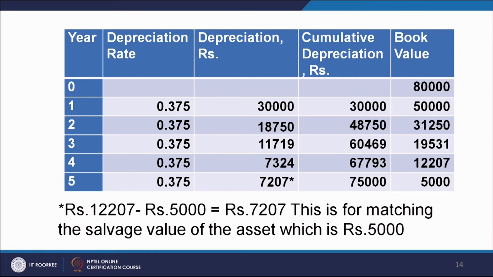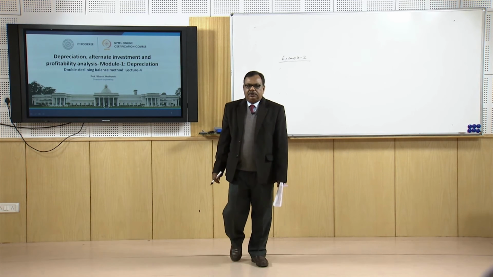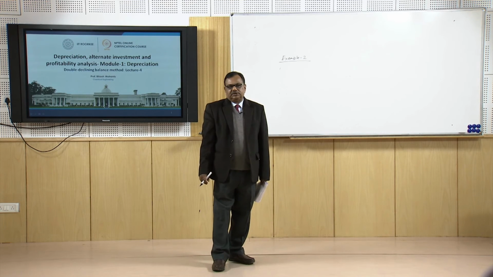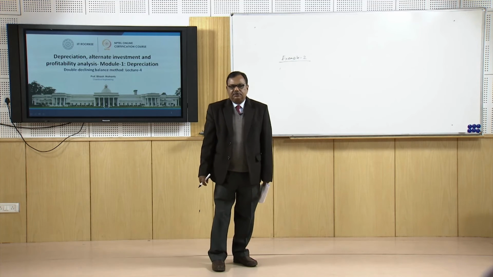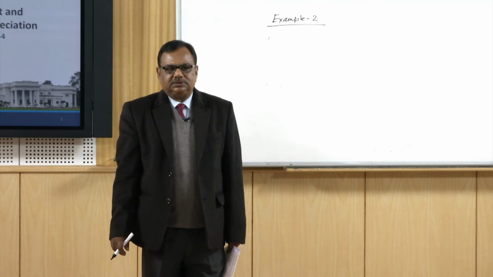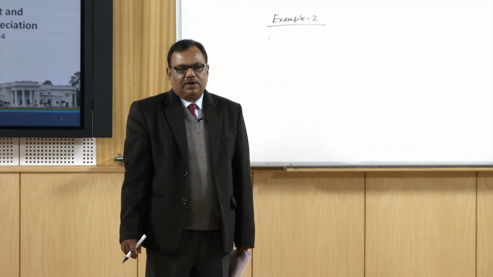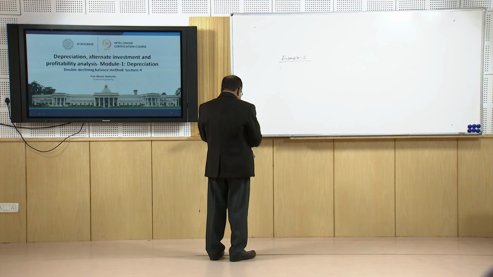Now, let us go to example number 2. Example number 2 is: a crude distillation laboratory unit was purchased by paying rupees 2 lakh with a service life of 7 years. The expected salvage value after the useful life is estimated to be 20,000. Determine the depreciation charges and year end book values using the double declining balance method. This question is not much different from example 1, so let us solve it.